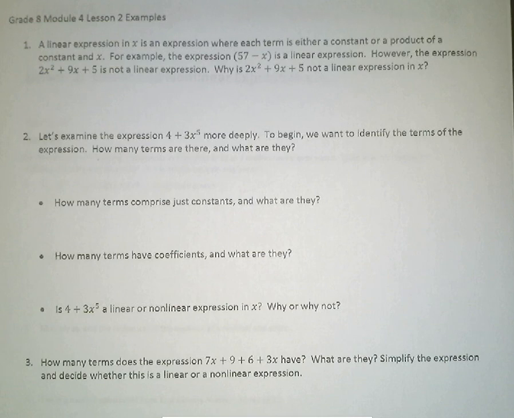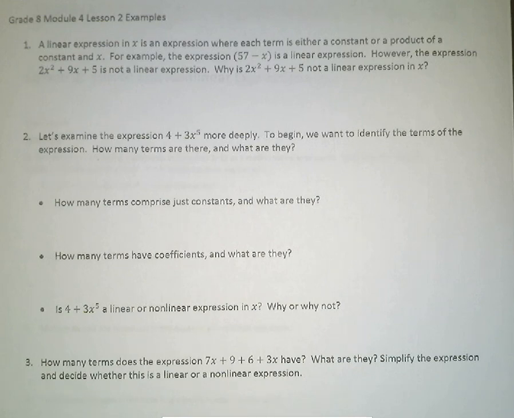So something new that you will see here today. A linear expression in x is an expression where each term is either a constant or a product of a constant and an x. For example, the expression 57 minus x is a linear expression. However, the expression 2x squared plus 9x plus 5 is not a linear expression.